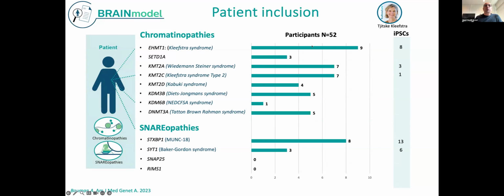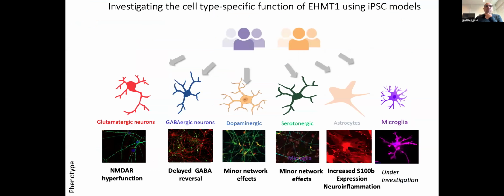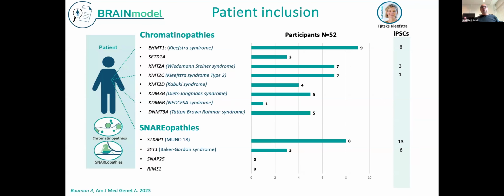We also see that most patients are actually from EHMT1, having 9 patients included for which we have EEGs, and 8 for which iPSCs are being generated. So that's definitely the largest represented group. And of course, for studying a rare disorder, this is a low number, but for a rare disorder, it's definitely a high number. So that's the current state.